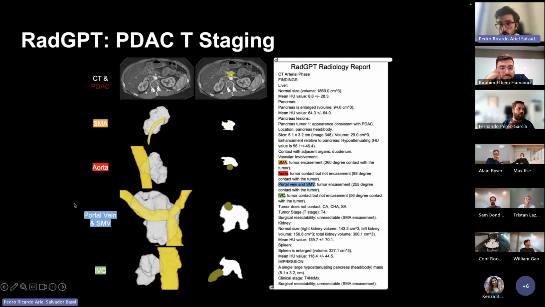This is an example of a report for a pancreatic tumor, and we measure the degree of contact between the tumor and many blood vessels, as you see here. For the SMA, the superior mesenteric artery, the blood vessel is completely inside the tumor, as you see in this image. So we have 260 degrees of contact between the tumor and the blood vessel, which means this tumor is the highest stage, T4, and we write this down in the reports.